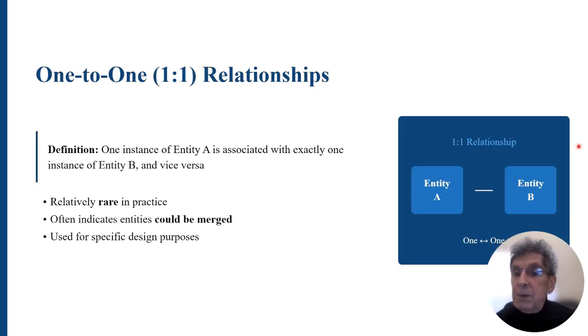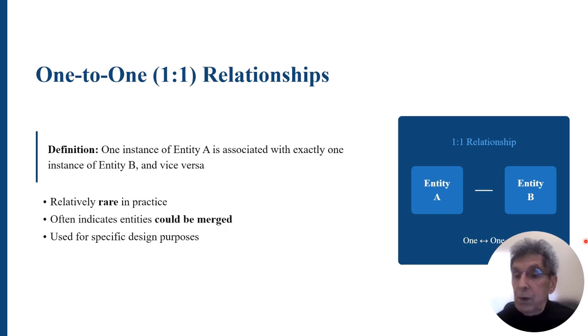Let's examine each cardinality type in detail, starting with one-to-one. In a one-to-one relationship, one instance of entity A is associated with exactly one instance of entity B, and vice versa. Each A has exactly one B. Each B has exactly one A. One-to-one relationships are relatively rare in practice. When you encounter one, it's worth asking, shouldn't these actually be part of the same table? If every patient has exactly one medical record, and every medical record belongs to exactly one patient, why not just manage them in a single patient table that includes all of the medical record information?